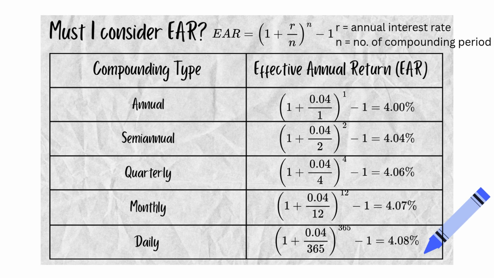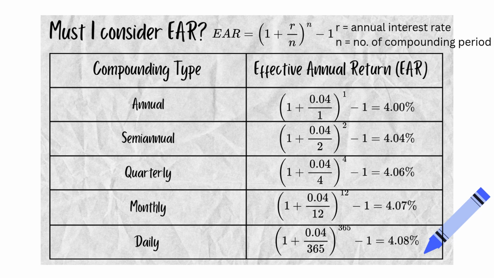Is it important to consider the effective annual return, which is also known as EAR? Imagine you have a bank offering a 4% annual interest rate. Even though the bank says 4% per year, your actual return, the effective annual return, will get bigger as the interest is added more frequently. Why is this so? This is because when interest is added more often, like monthly or daily, the newly added interest starts earning its own interest sooner.